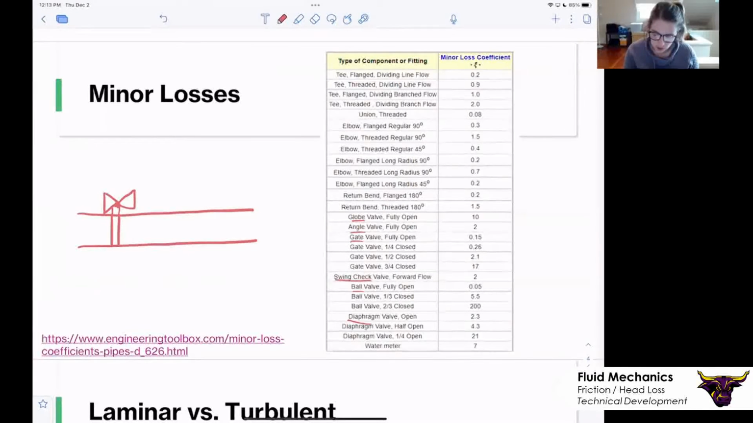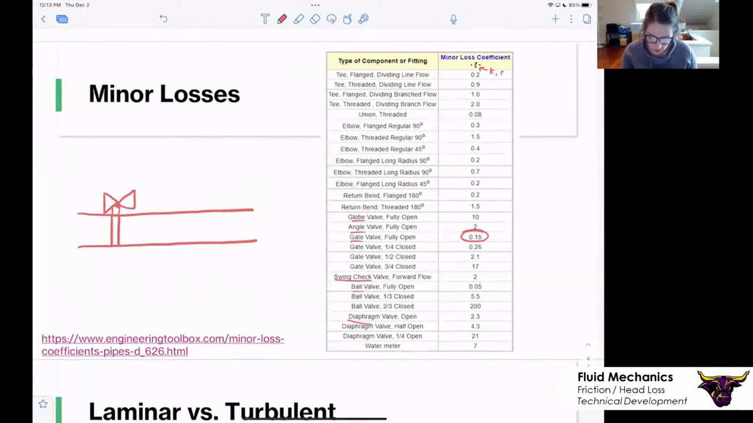And this friction coefficient, we have a different Greek letter here. This is just our K. Sometimes you'll see it as a C as well. It's just our coefficient of friction. And if we go to, say, a gate valve and it is fully open, our frictional factor is only 0.15. Not huge. We're only losing 15% of a velocity head because of that valve.